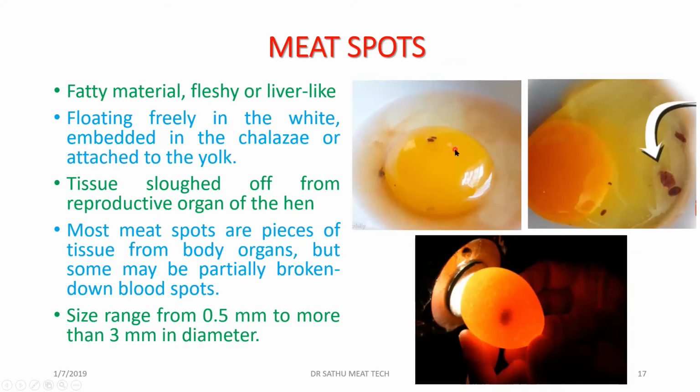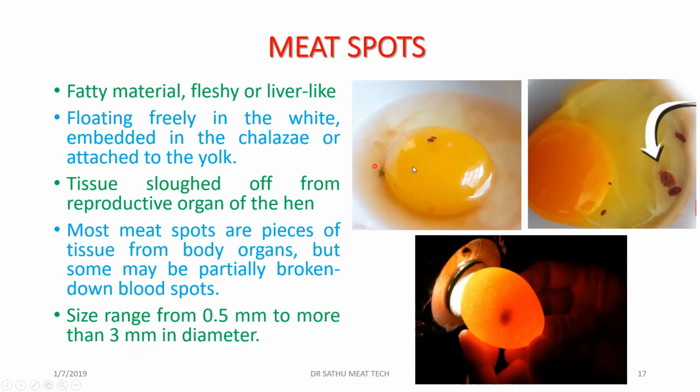So why is it occurring? This is mainly due to the sloughing of the tissues in the oviduct. When the yolk is moving or the egg is moving, there may be a chance of sloughing of the tissues of the oviduct. So that is called a meat spot. Normally the size will range from 0.5 mm to 3 mm or more in diameter. Coming to the judgment, yes, this is edible. You just remove this meat spot and it can be consumed.